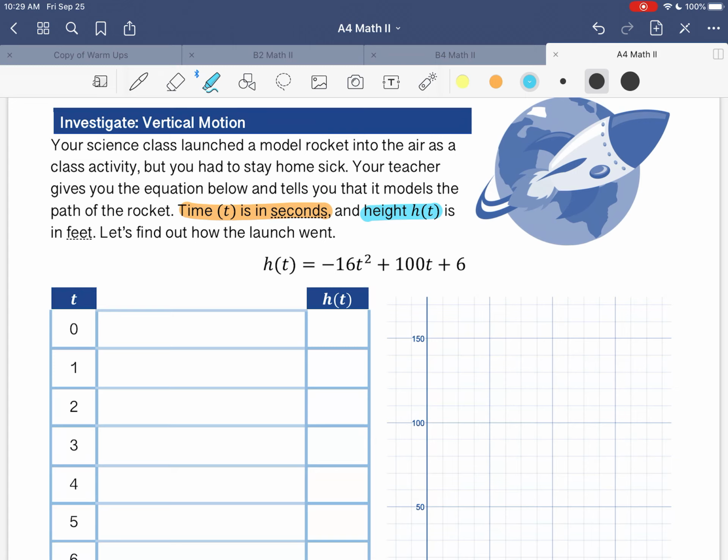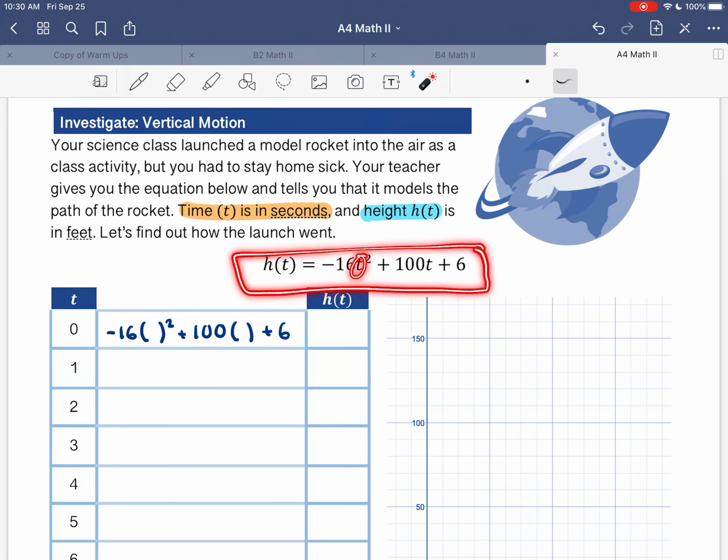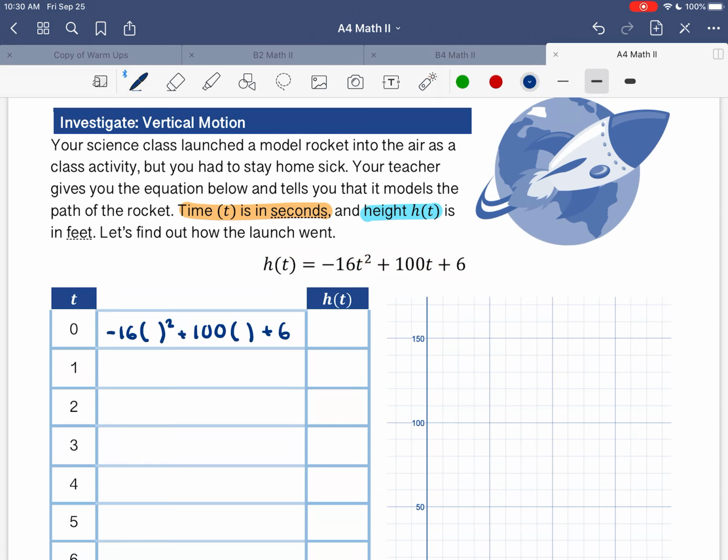So what we're going to do to figure out the different heights at different times here is to plug in each value of time, each second, into this quadratic function. So to make it easier on ourselves, I'm just going to write the equation here: plus 100 times t plus 6. Notice that I just replaced each of the t's in this equation up here with parentheses so that we can plug stuff in, because that's where we're going to be plugging in the seconds.